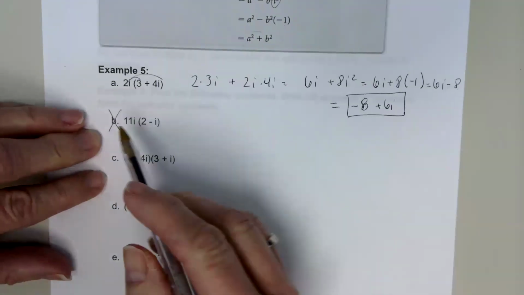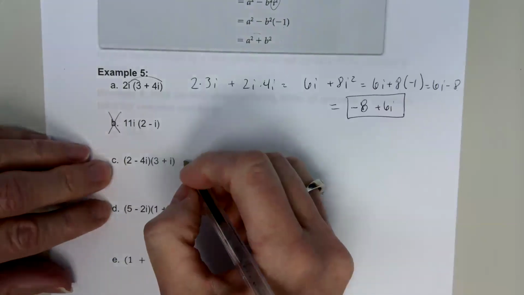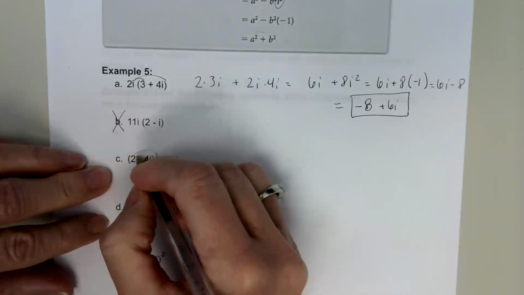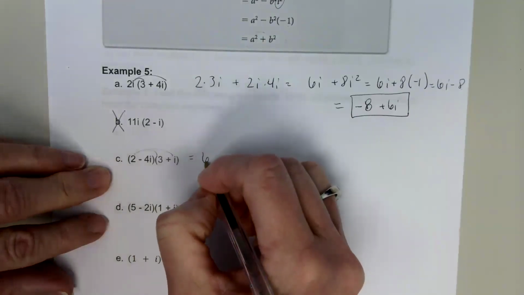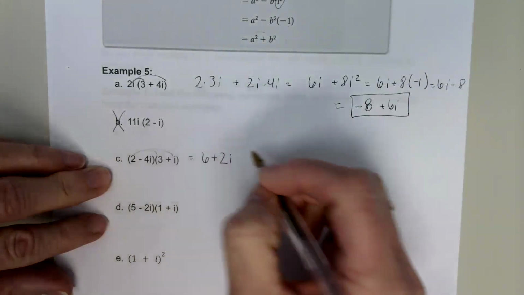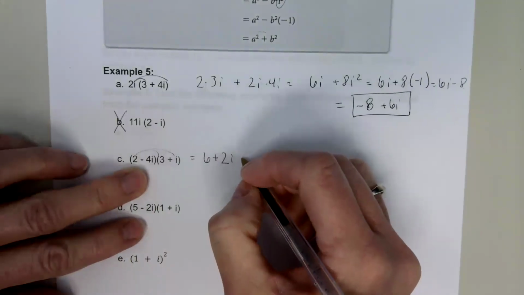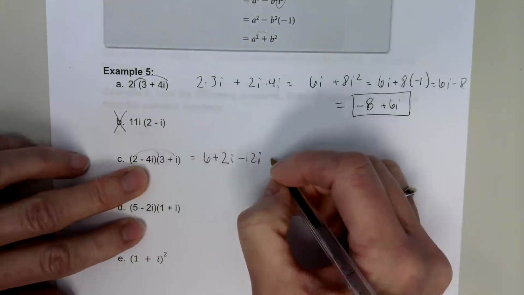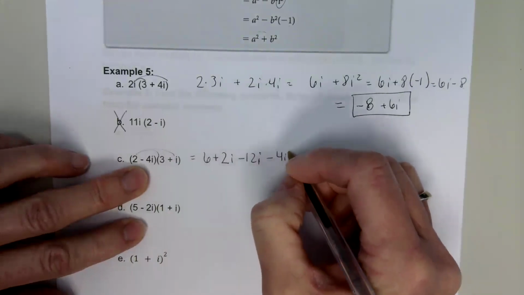The ones I cross out will be on the extra video if you want to check it out. It's not required. So C, we're going to multiply and FOIL. So we have 6 plus 2i, and then the insides make a -12i, and the last make a -4i squared.